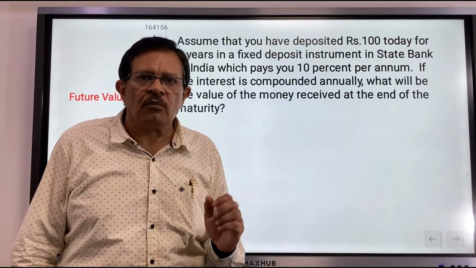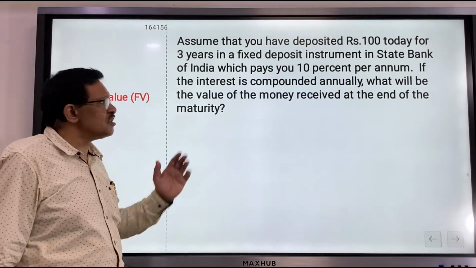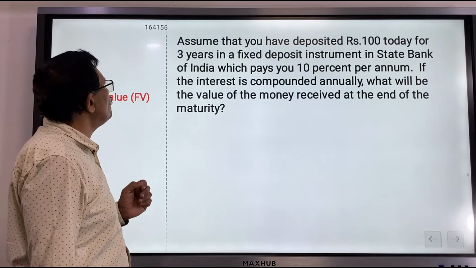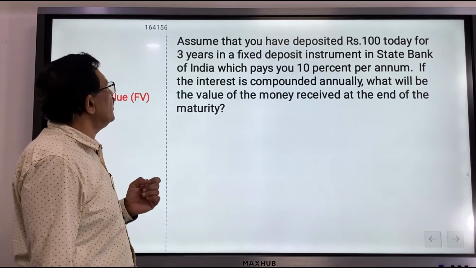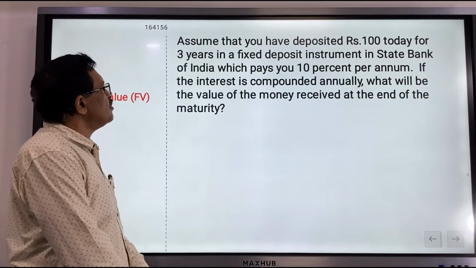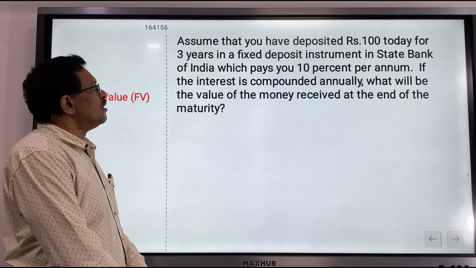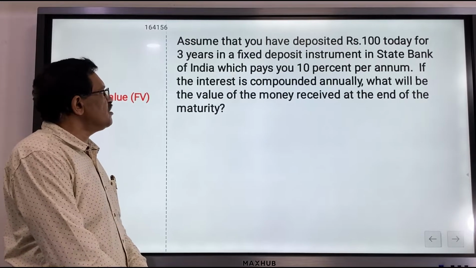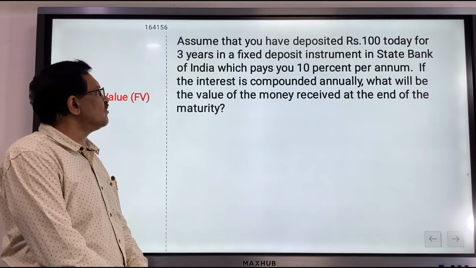Let's move to the problem concerning the future value. What is this particular problem all about? Assume that you have deposited rupees 100 today for 3 years in a fixed deposit instrument in State Bank of India, which pays you 10% per annum. If the interest is compounded annually, what will be the value of money received at the end of the maturity?